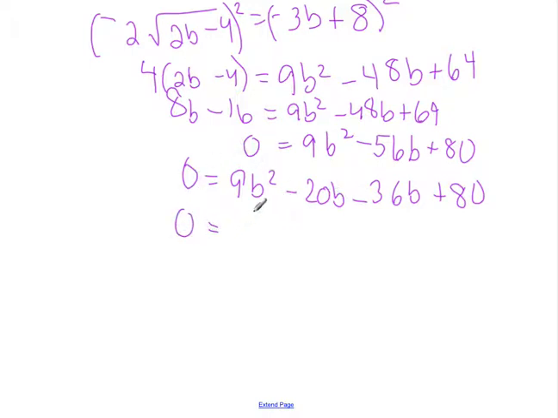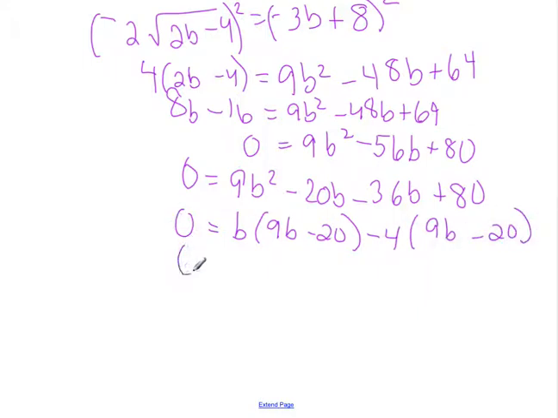It gives me 9, and my common factor here of my first two terms is just b. So I end up with 9b minus 20 in parentheses. And these last two terms, my common factor is minus 4. So that becomes 9b minus 20. And then I'm going to continue to factor. That's 9b minus 20 times the quantity b minus 4. Yay!